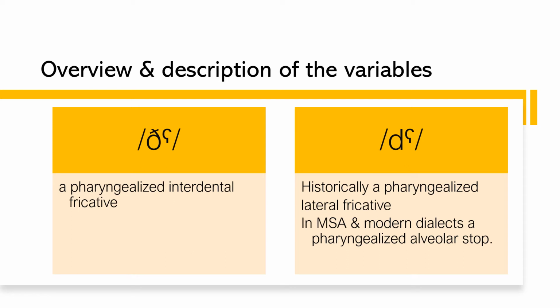The first is described as a voiced pharyngalized interdental fricative, whereas the second is a little bit less straightforward, has gone through some changes in the history of Arabic. So historically, by classical Arabic grammarians, it was described as a voiced pharyngalized lateral fricative, whereas in modern standard Arabic and modern dialects, it's described as a voiced pharyngalized alveolar stop.